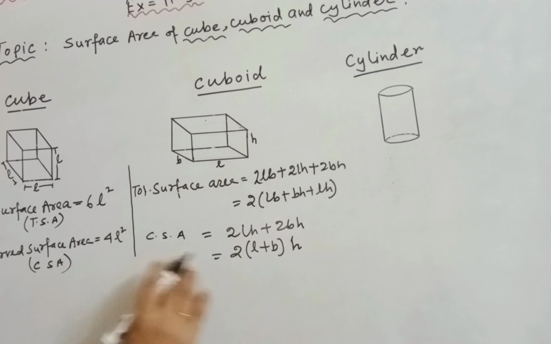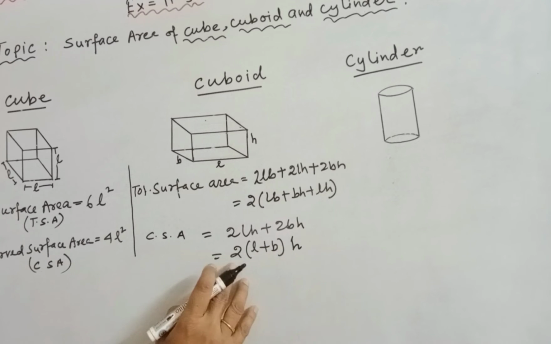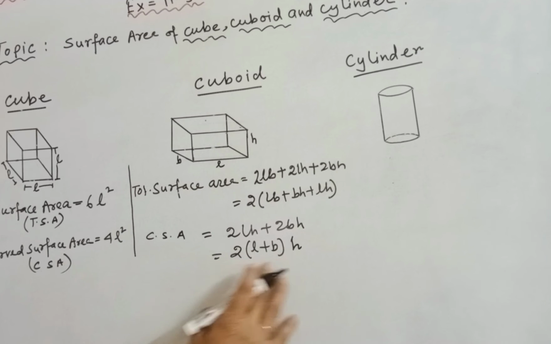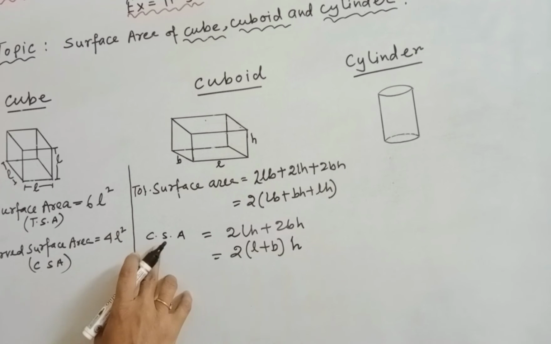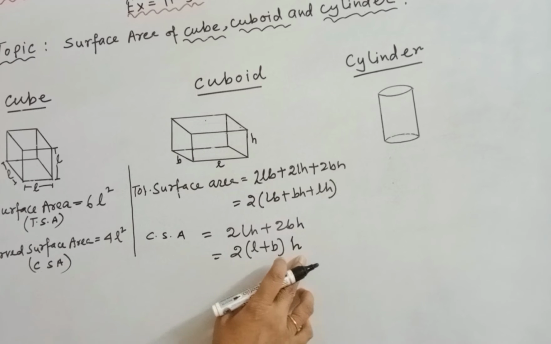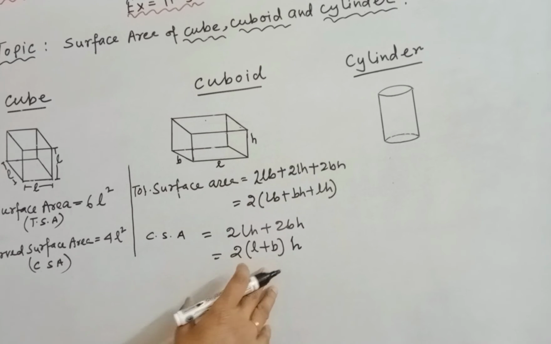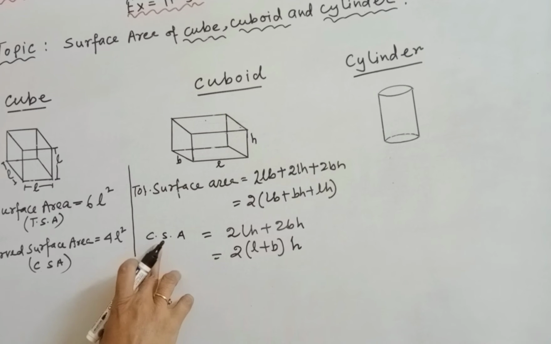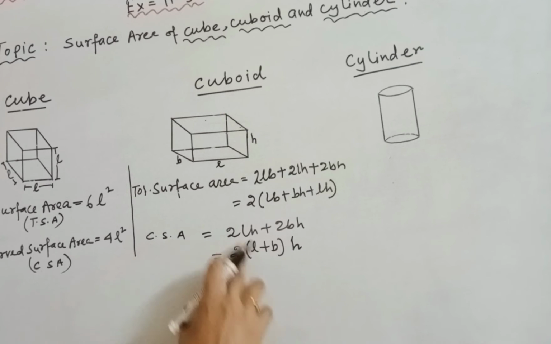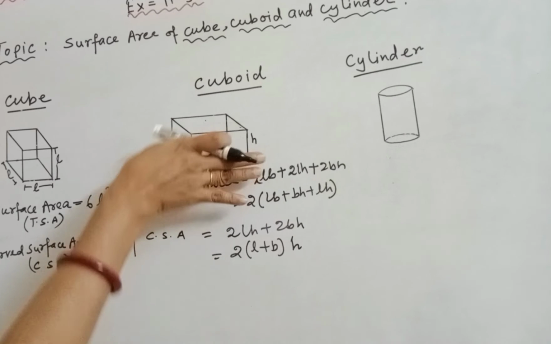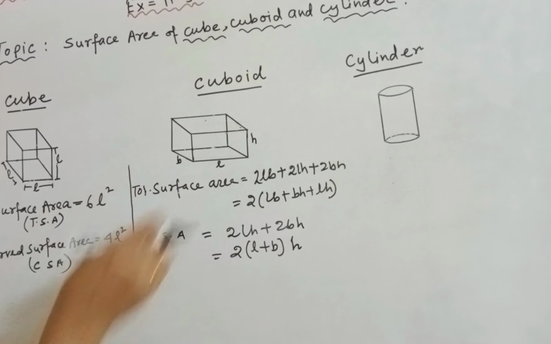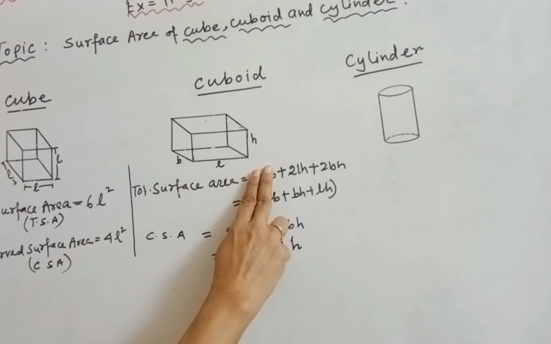This is the curved surface area of a cuboid. 2 into L plus B is sometimes used as the perimeter, so curved surface area is equal to perimeter into height. We will use this slowly afterwards in higher classes, in class 9. But here we will take curved surface area is equal to 2 into L plus B into H. We are leaving out roof and floor because we are not taking them here.